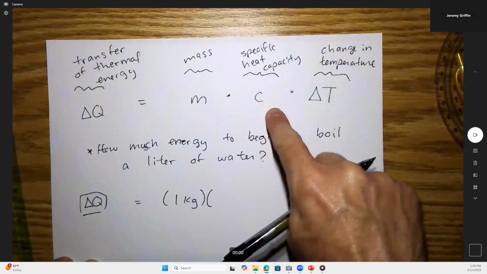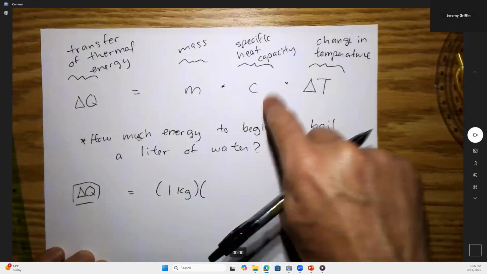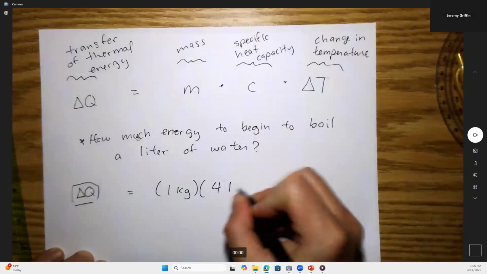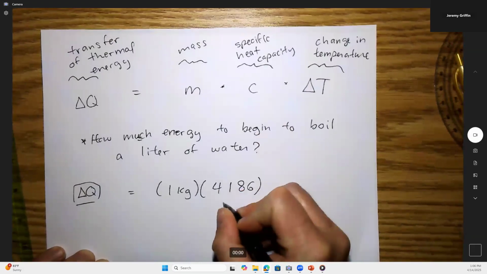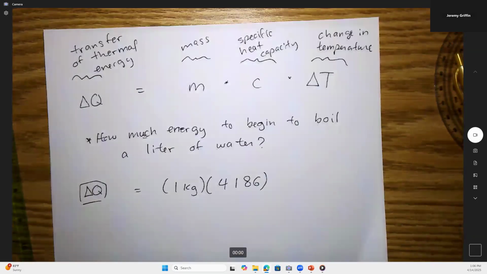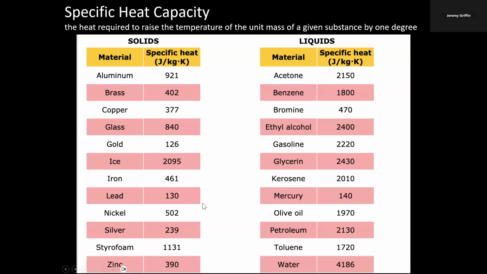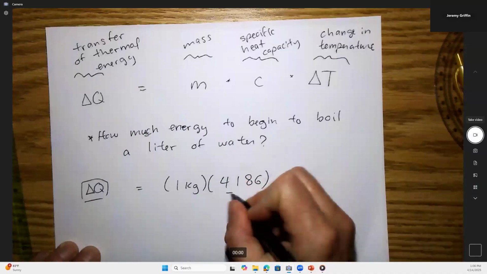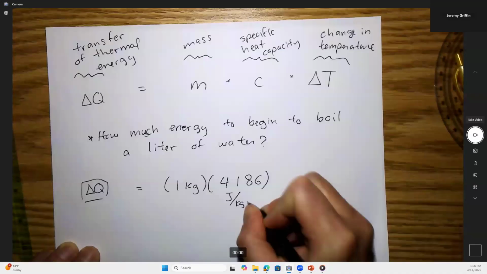Oh, you guys were just looking at the table. You just told me that water had the highest number, and that was 4,186, wasn't it? Was it joules per kilogram Kelvin? Let me check. I should know that. It was, yeah, joules per kilogram Kelvin. Look at it right there. All right, so that's joules per kilogram Kelvin.